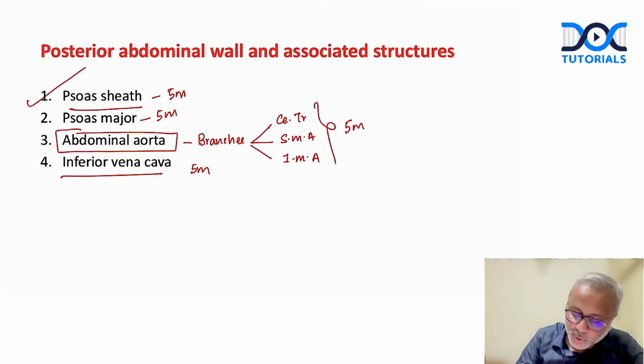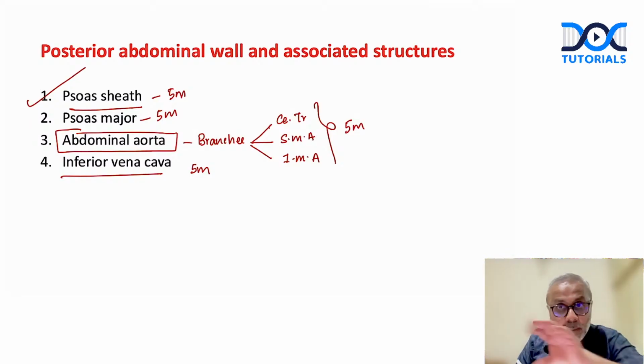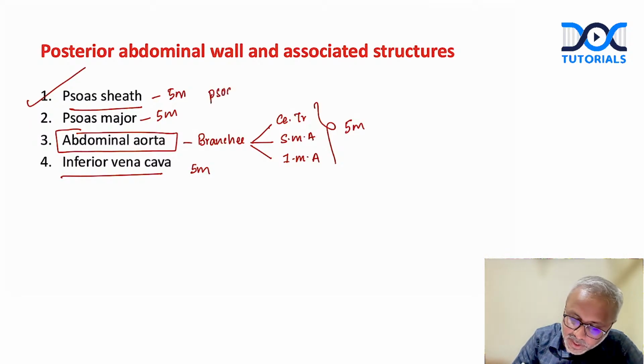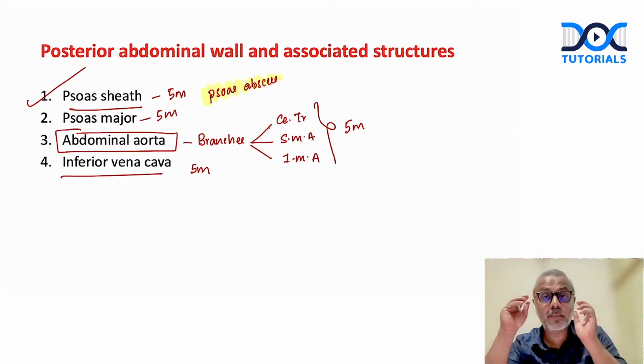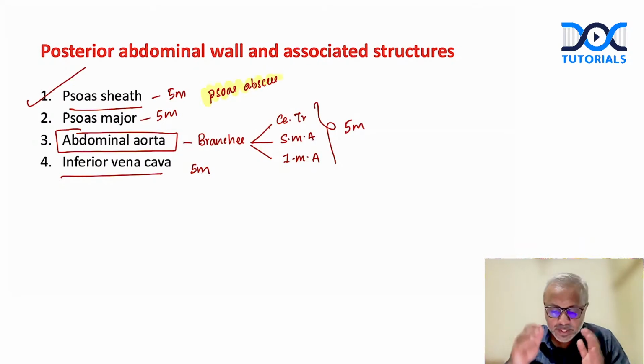Why I'm talking about psoas sheath is your competencies, right? Your competency book specifically mentions the psoas abscess, right? What is the anatomical basis behind psoas abscess is a very important 3-marker question, right? So you need to be prepared with this.